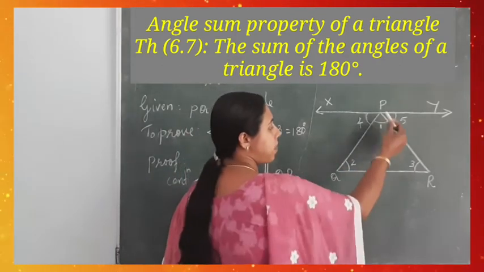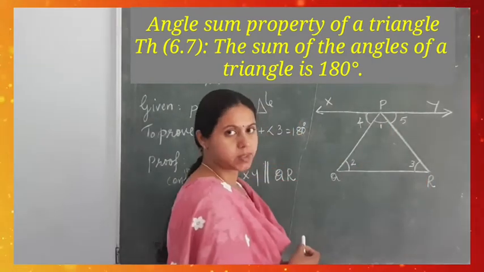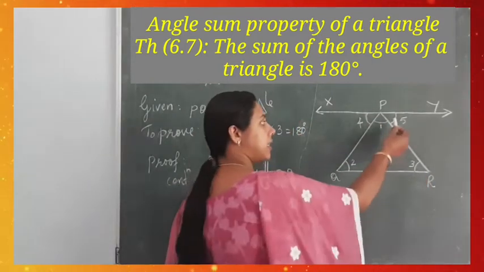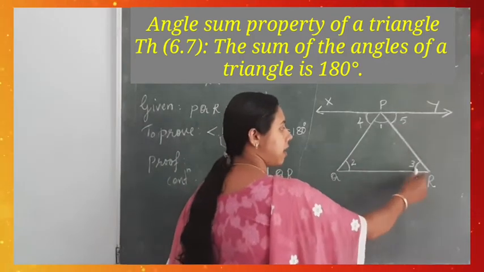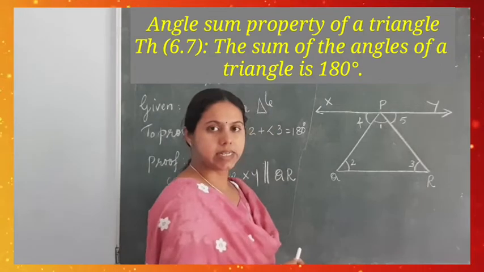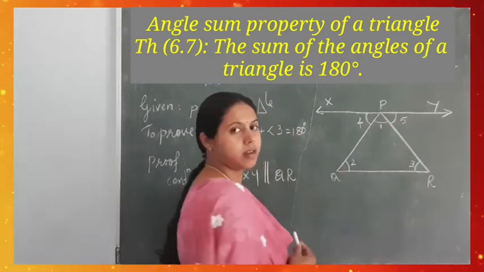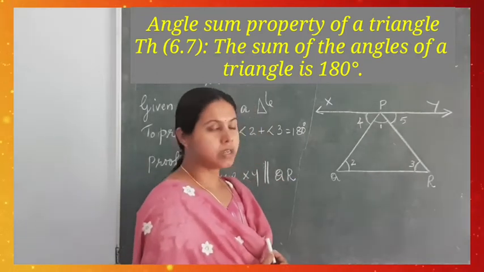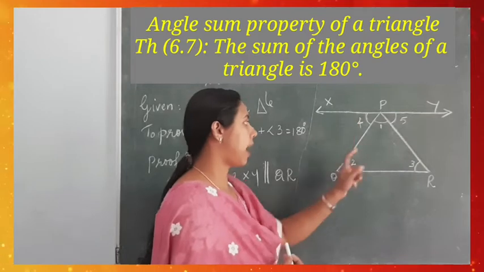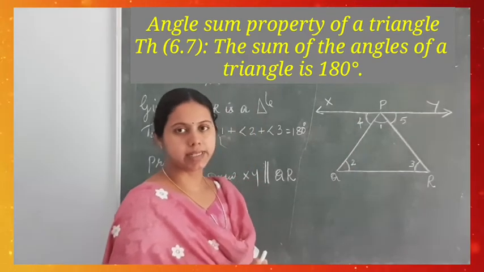Similarly, XY is parallel to QR and PR is the transversal. Then alternate interior angles are equal. Here angle 5 and angle 3 are alternate interior angles. They form a Z shape. So angle 5 is equal to angle 3. Using these, we can prove that angle 1 plus angle 2 plus angle 3 is equal to 180 degrees.